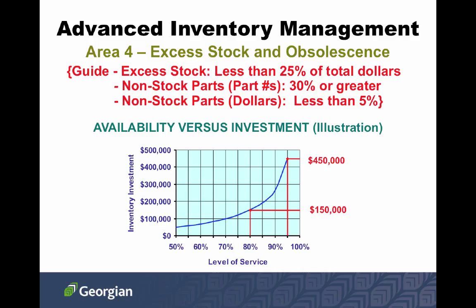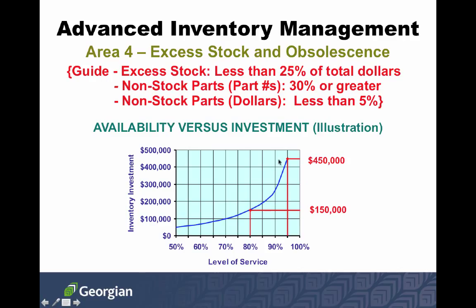Now, as previously reinforced, and that's the graphic on the bottom, availability versus investment, I've said that no parts department can have a 100% level of service, because the investment needed as you approach 100% increases exponentially.